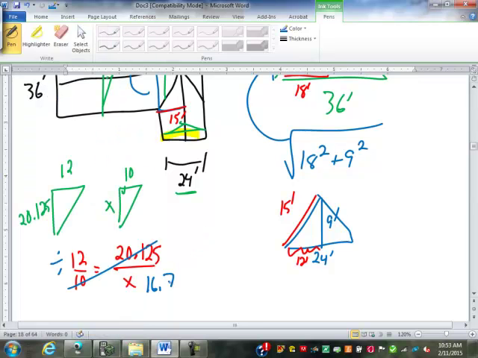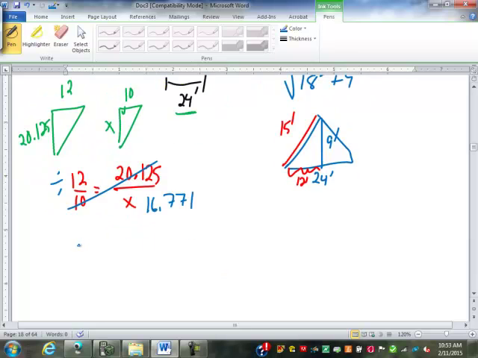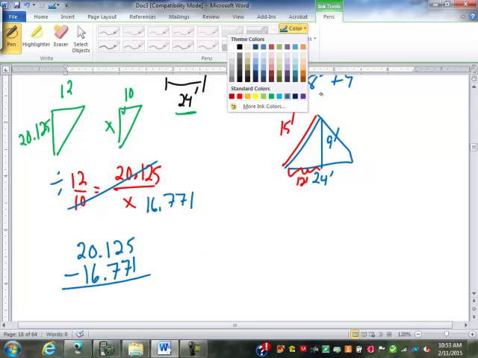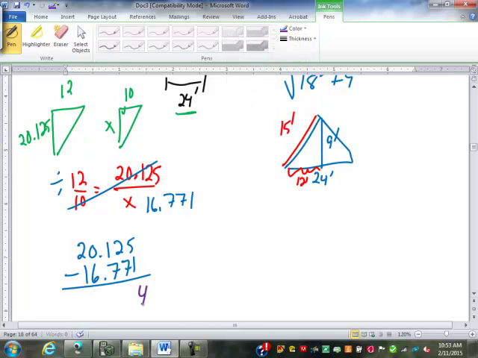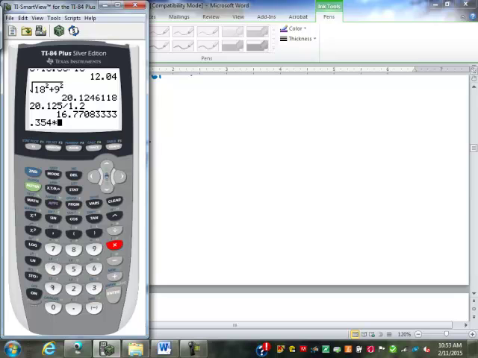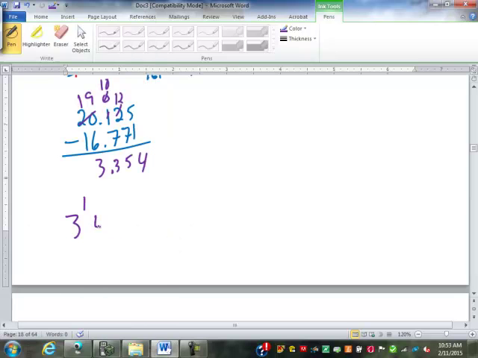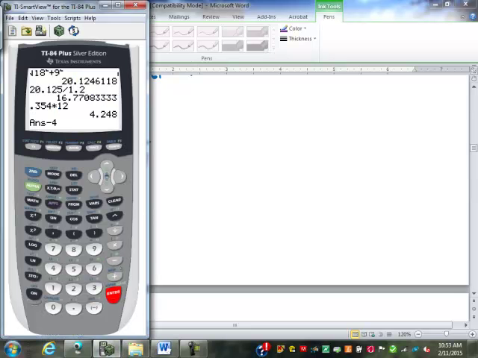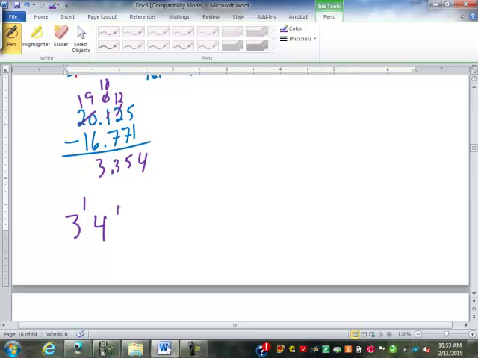That's 16.771. So that will give us a decrease: 20.125 minus 16.771 is 3.354. So 3 feet, and 0.354 times 12 is about 4.25 inches, so 4/16, or 1/4 inch. So 3 feet, 4 1/4 inches is the jack decrease on the common roof side of the valley, the main roof side of the valley.